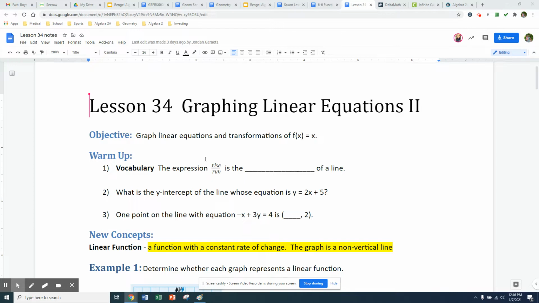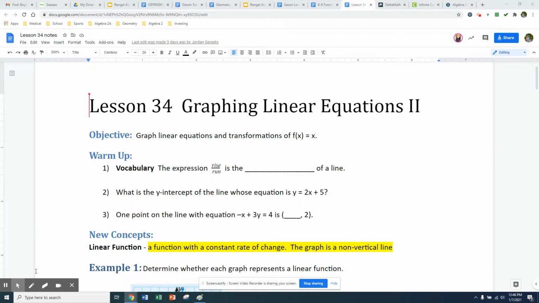We are on lesson 34, graphing linear equations. Our goal today is to graph linear equations and then talk about transformations of a function. And we'll use a line to talk about our transformations. We'll start with our warm-up.